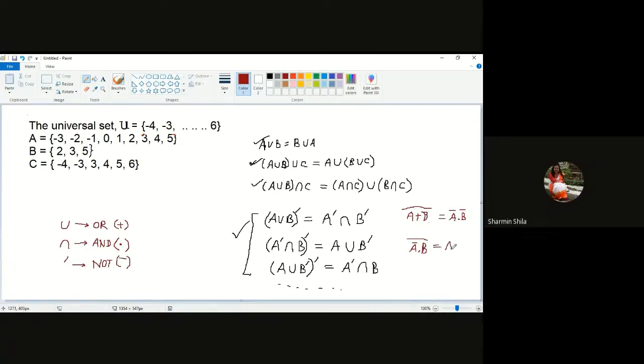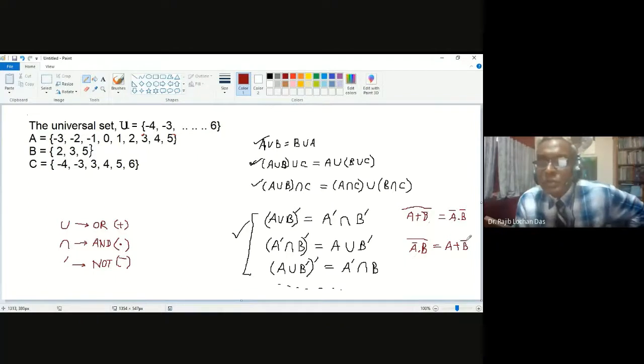Sir, A into B bar plus A bar. A plus B bar. So this is written in the Boolean algebra, and I am writing the same thing. See, a union means plus, and then B bar means B complement, the same thing. So what is the next one? The third one.